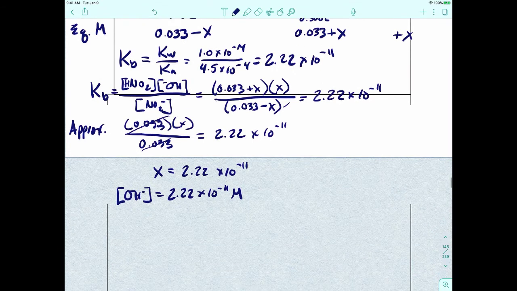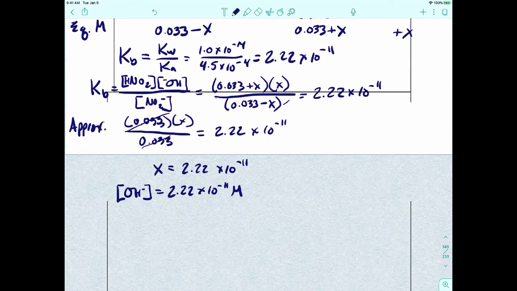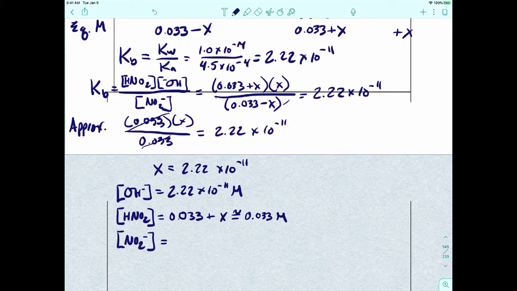Okay, and so from that, we can also find the concentration of HNO2, which is going to be 0.033 plus X, which, with X on the order of 10 to the minus 11th, is really still going to be 0.033 molar. And the concentration of nitrite ion, NO2 minus, that's going to be 0.033 minus X. That's not going to change the concentration all that much either, so that's still going to be 0.033 molar.